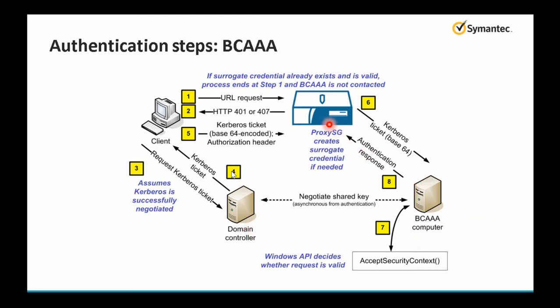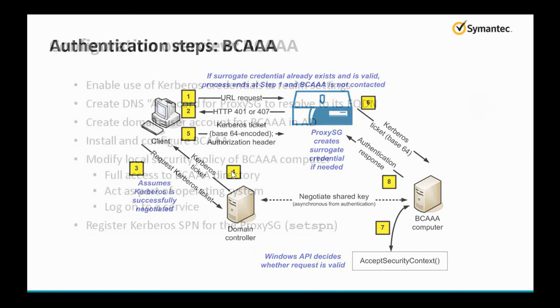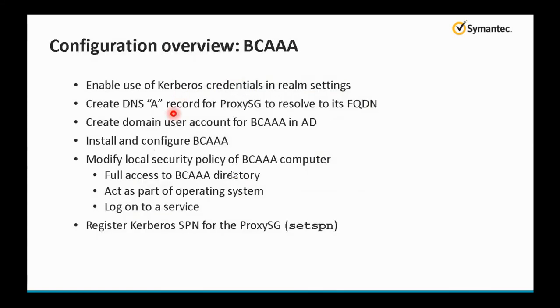Then the proxy will receive an authentication response from the agent saying that the user is validated. Proxy checks policy, and based on policy, retrieves content and responds back to the user. So the only difference is that you now have the agent in between. Configuration-wise, there are additional configurations. Okay? So what are those? Same thing, Kerberos must be enabled.